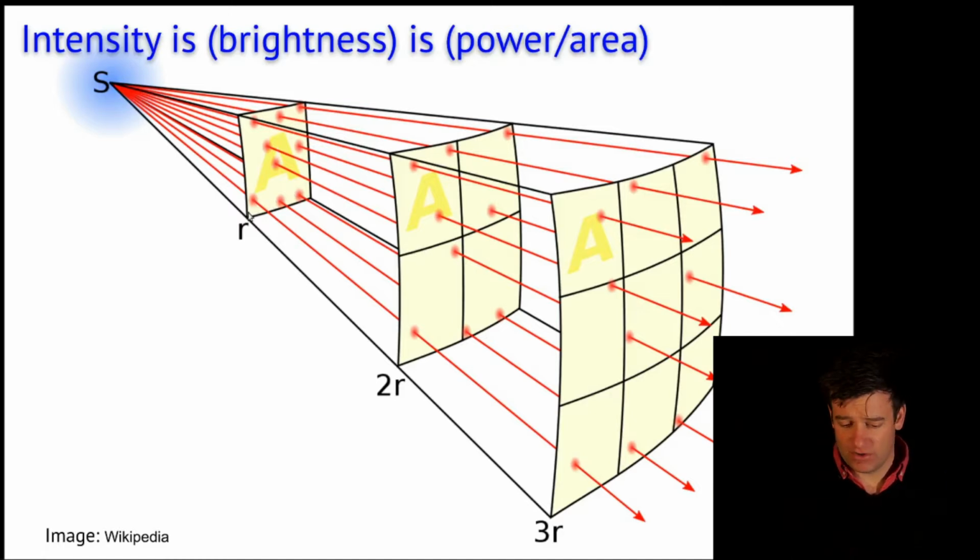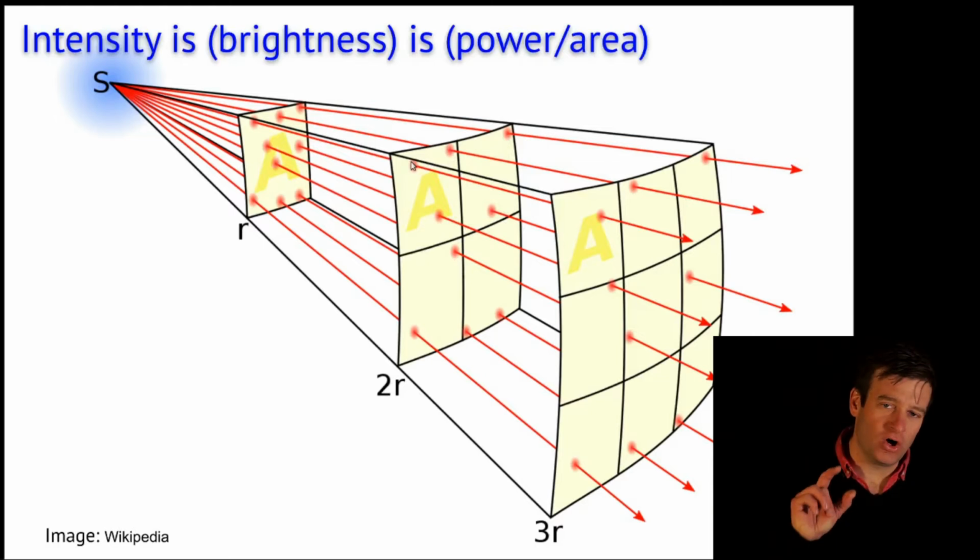Here we've got different squares at different distances from a source, or S, of light. This first square is a distance of r away from the light. And we can see that it's being hit by 1, 2, 3, 4, 5, 6, 7, 8, 9 photons. Now we're going to step back until we are now at a distance of 2r from the light. Well, look, we still have the same 9 photons.